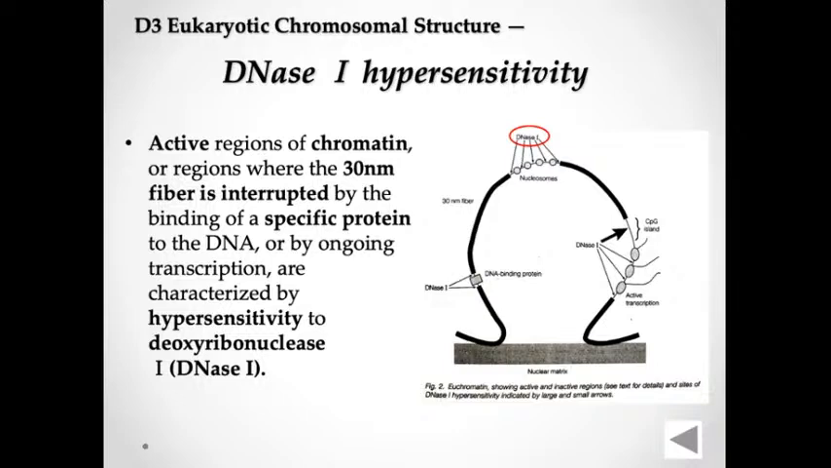Then there is DNase I hypersensitivity. These are the active regions of chromatin where the 30 nanometer fiber is interrupted by the binding of specific proteins to the DNA, with ongoing transcription, and are characterized by hypersensitivity to deoxyribonuclease, that is DNase I, like this.